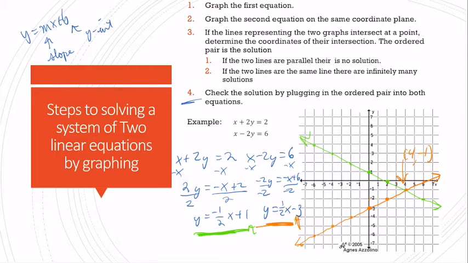And I would check that by plugging this ordered pair into both of my equations, not just one. So I'd have 4 plus 2 times negative 1 equals 2, which gives me 2 equals 2. I'd have 4 minus 2 times negative 1 equals 6. 4 plus 2 is 6. I agree with that. So this is indeed the solution to our system of linear equations.